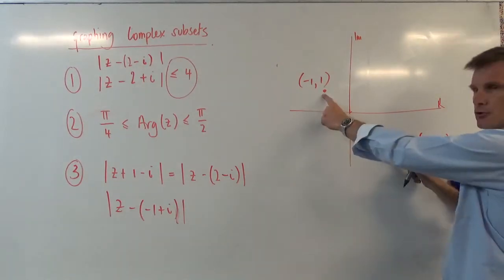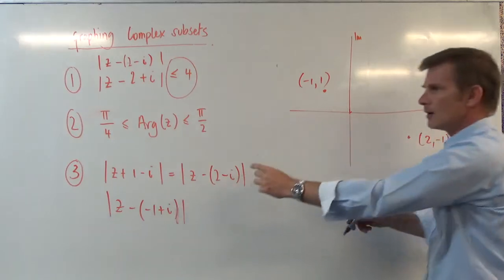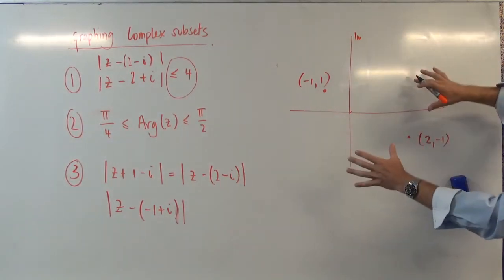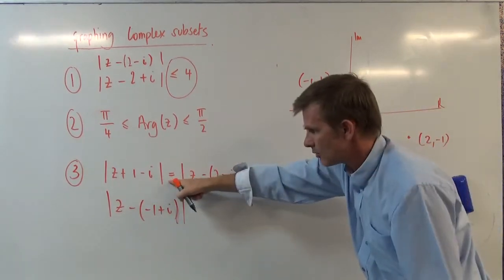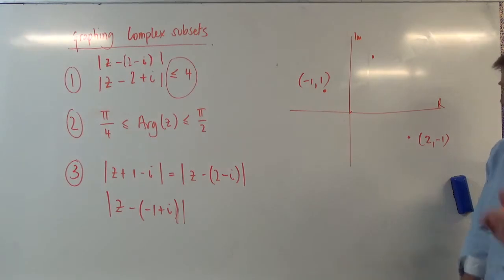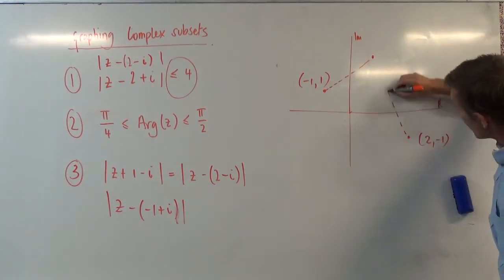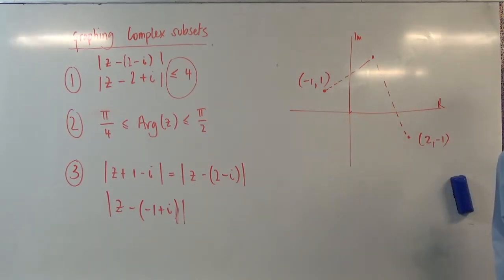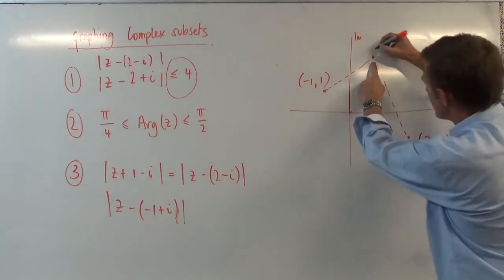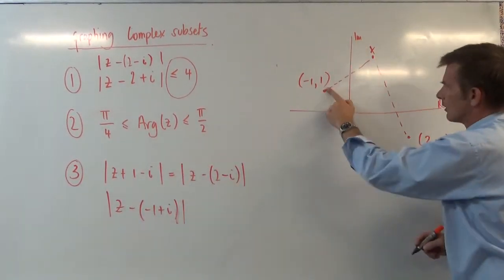If I've got these 2 points here, and I want to choose some random complex numbers that make this equal, let's just pick a random one. I'll pick a point here. Now tell me, is the distance to that one and the distance to that one the same? No, this is clearly much longer. So that is not a point that will fit this. Let's get rid of that.